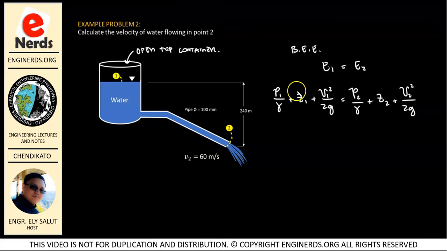Okay, so let us again try to analyze. Our pressure at point 1: point 1 is exposed to the atmosphere, so that means our pressure is equal to 0.